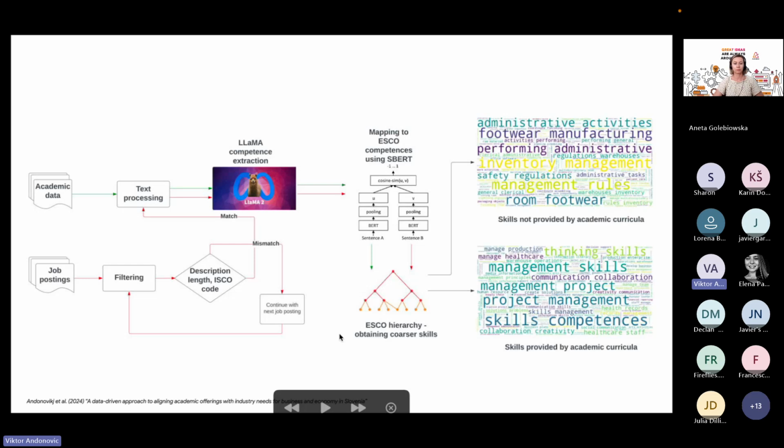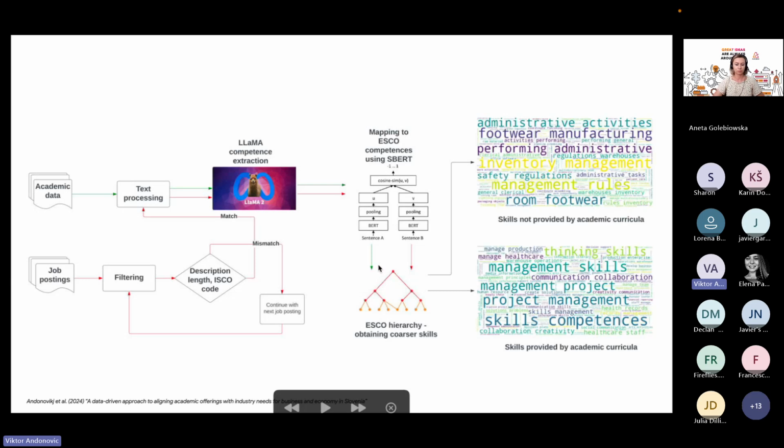So for that, we use the ESCO taxonomy, which is a standardized way of describing skills. I think ESCO is short for European Skills, Competences, Qualifications and Occupations. And with the help of the ESCO taxonomy, we are able to match the extracted competences to standardized ones used in a multi-nation way. So what's applicable in Slovenia can also be applied in other countries.